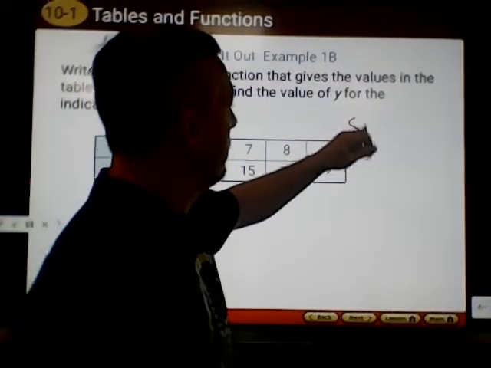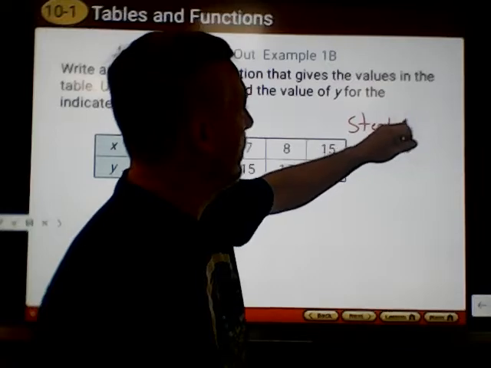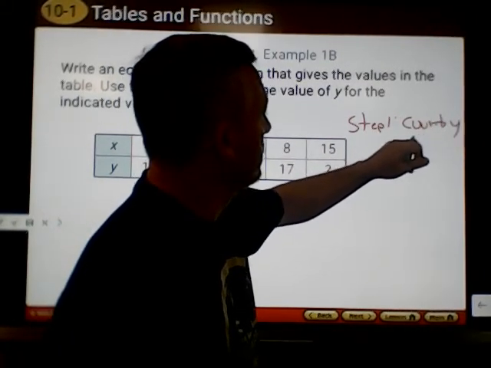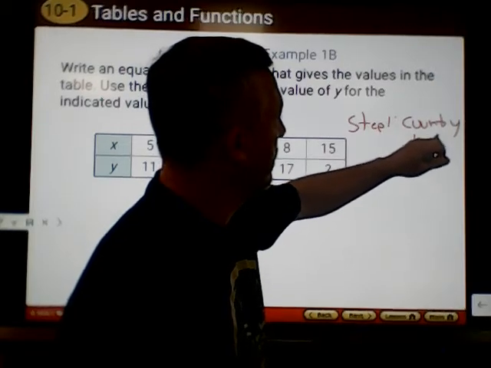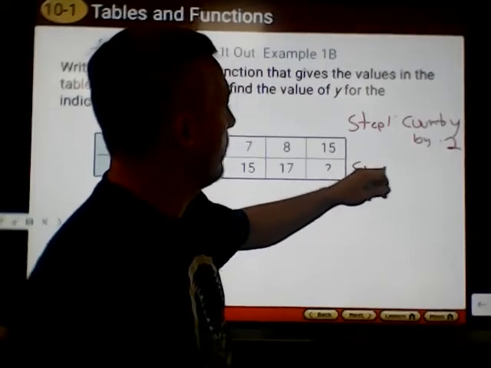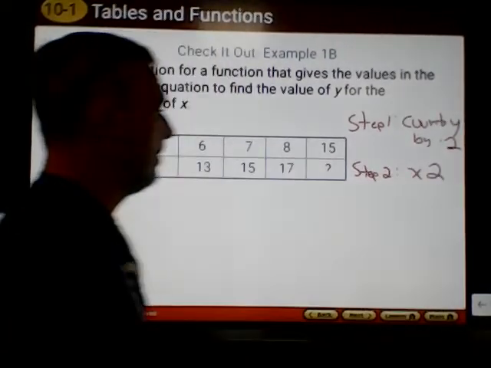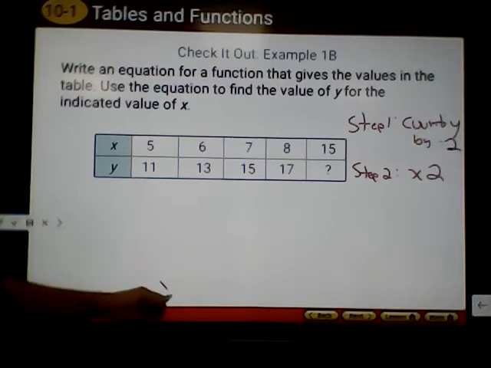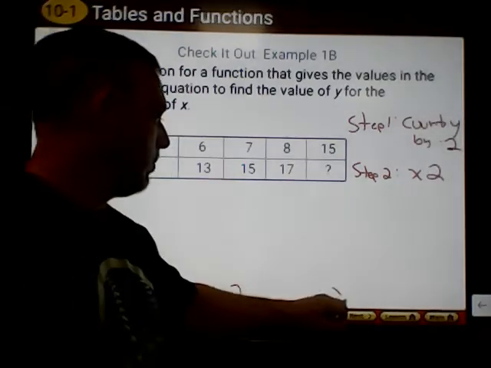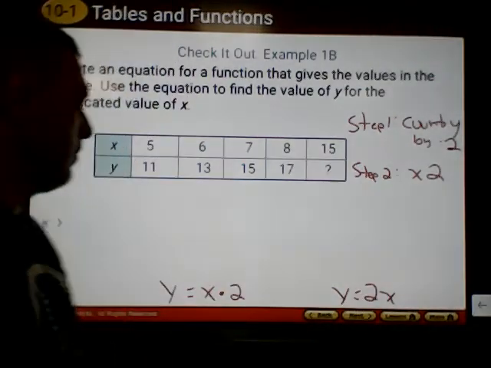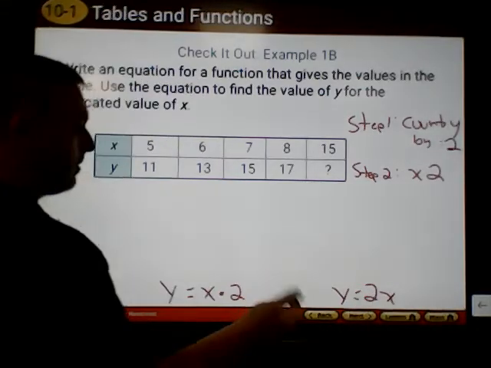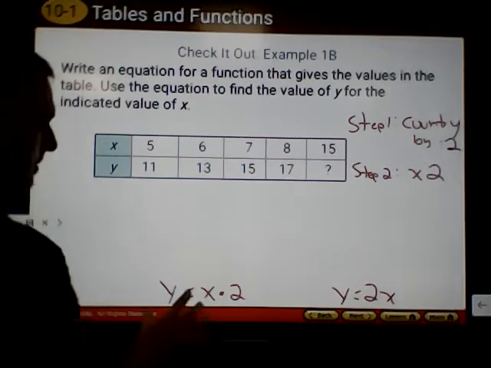So I'll put it over here so you can see it the whole time. Step 1, count by y's, which our answer is 2. So step 2, we know we're going to do what? We're going to be timesing by 2. So that means we know our equation so far has to be this: y equals x dot 2, or we can write it this way: y equals 2x. Because when you're multiplying a letter and a number, you always put the number first, the letter second. So it's 2x. That means 2 times x times 2.